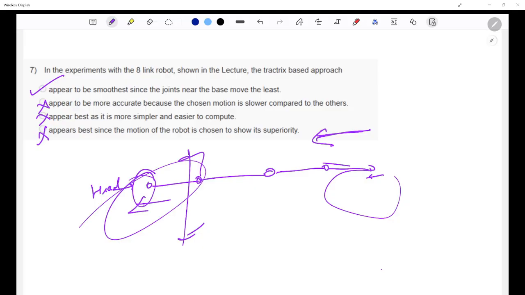So, if you imagine a long rope attached to a chain of rods, and if you pull the end smoothly, the rods near the tip move more, and the rods near the handle move less. Thus, the system appears stable and smooth. The Tractrix algorithm produces a similar effect in a robot. It minimizes the lateral motion, the base joints move least, and the motions appear smooth. So, in Tractrix motion, most movement happens near the end effector while the base joints move very little, making the motion smooth. Alright, I hope this question is clear.